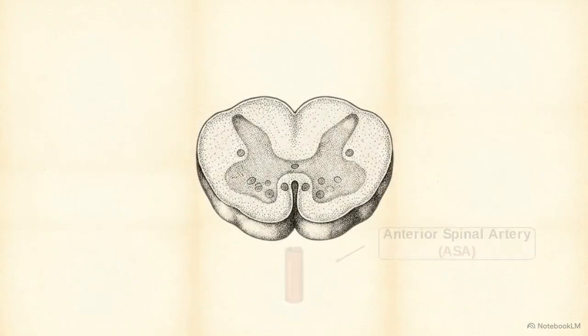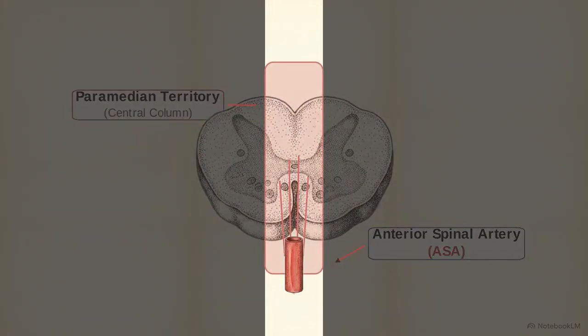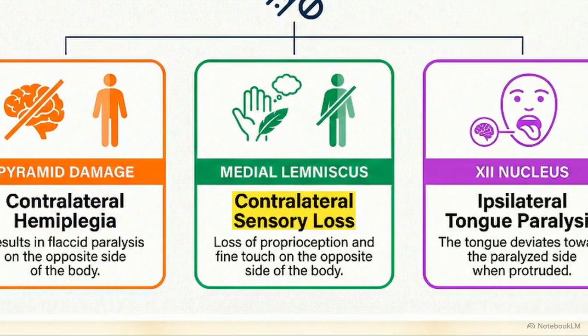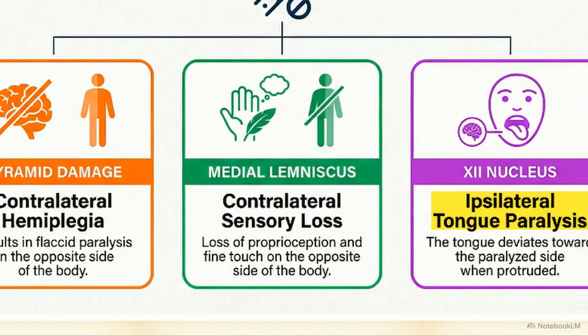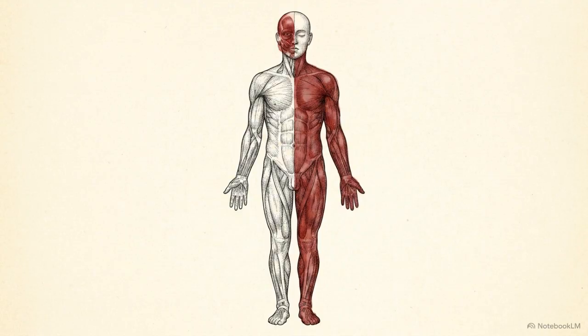The anterior spinal artery, or ASA, is the sole vascular supplier for this specific central column. This infographic shows ASA ischemia destroys the pyramids, yielding contralateral body paralysis. Simultaneously, damage to the adjacent medial lemniscus causes a contralateral loss of proprioception and fine touch. Finally, damage to the hypoglossal nucleus paralyzes the tongue on the exact side of the lesion. The intersection of these ipsilateral and contralateral deficits maps directly onto the coordinates of the alternating hemiplegia grid.